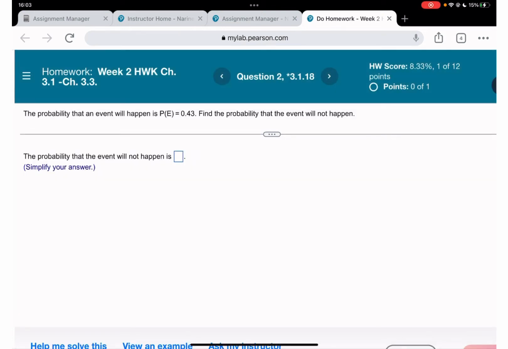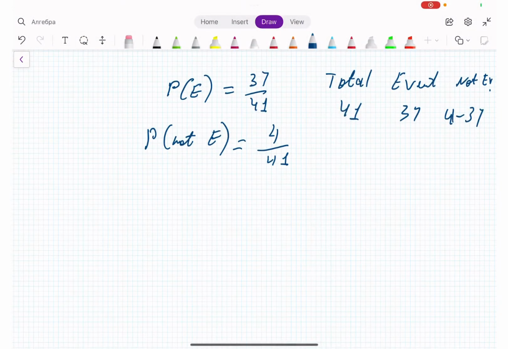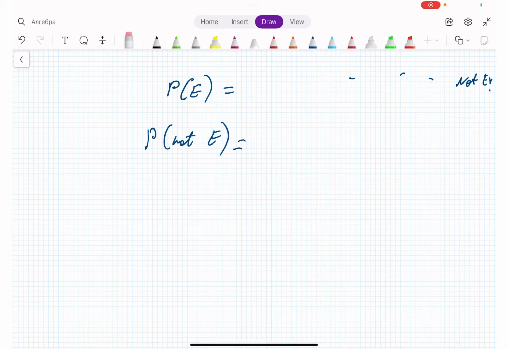So now the probability that the event will happen is 0.43, decimal notation, okay? Find the probability that the event will not happen, in the decimal format. 0.43, let me clean this. 0.43. Event will happen. Maximum probability, what is probability? It's a percentage, right?